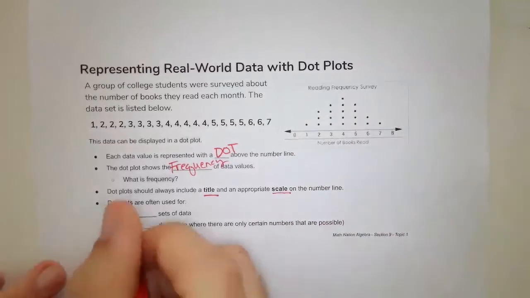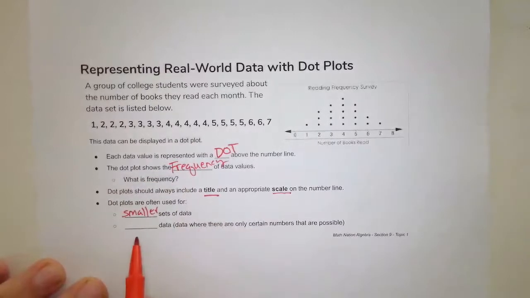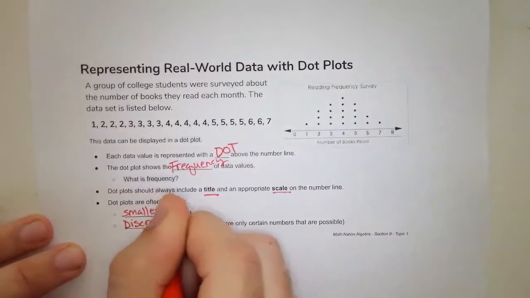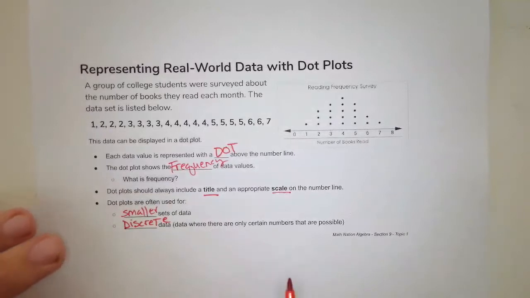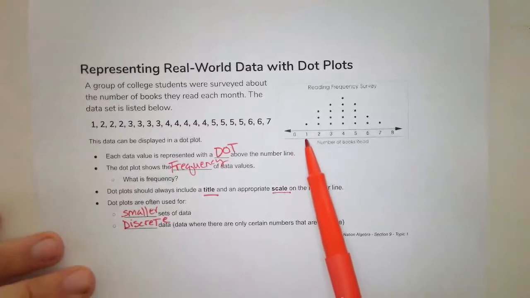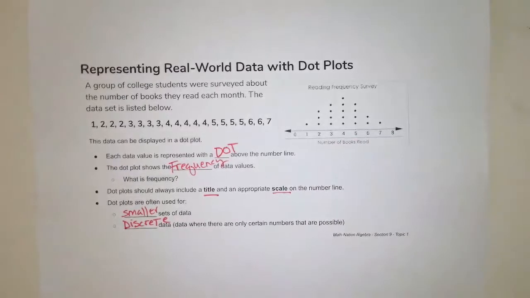So dot plots are used for smaller sets of data and data that is called discrete. Now, discrete data is when only certain numbers are possibilities. Technically with this question, you could say you read half of a book, but here they wanted full books, 1, 2, 3, 4, not 2.3, not 5.4 books. So here the only options were 0, 1, 2, 3, 4, 5, 6, and 7, and so on.